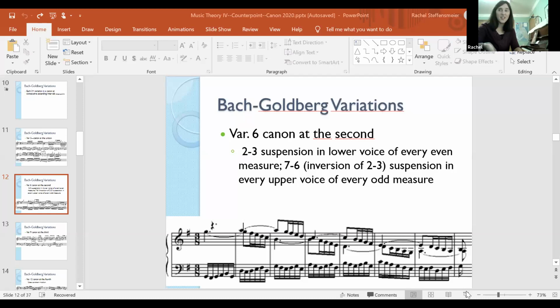Pretty cool, huh? It's kind of a cool sound. Okay. Moving forward. So that was variation 6, canon at the second.